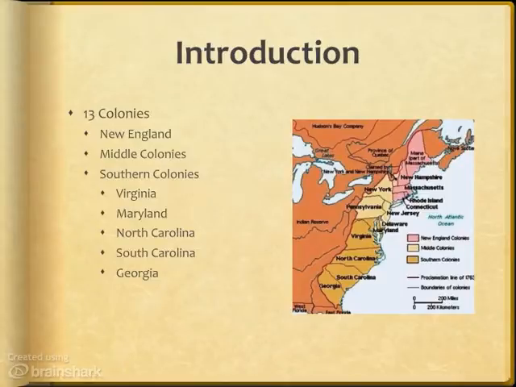By far the most profitable colonies, however, were the southern colonies, which practiced plantation agriculture. This meant they grew valuable products like tobacco, sugar, and rice that could be exported to Europe.